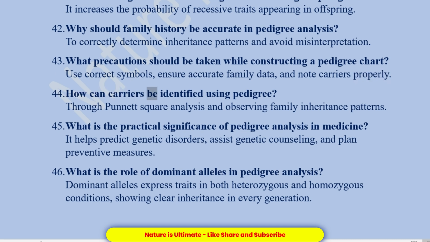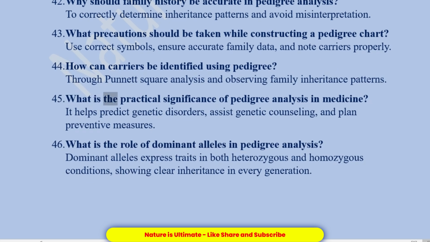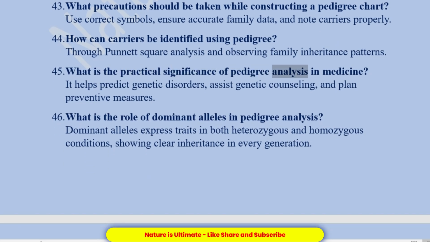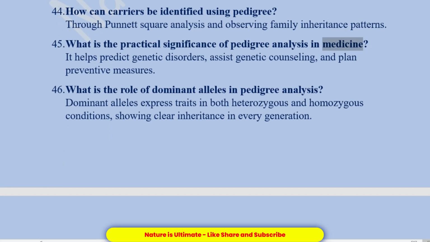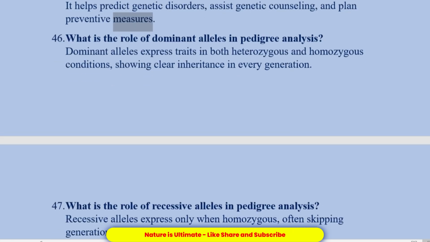How can carriers be identified using pedigree? Through Punnett square analysis and observing family inheritance patterns. What is the practical significance of pedigree analysis in medicine? It helps predict genetic disorders, assist genetic counseling, and plan preventive measures.